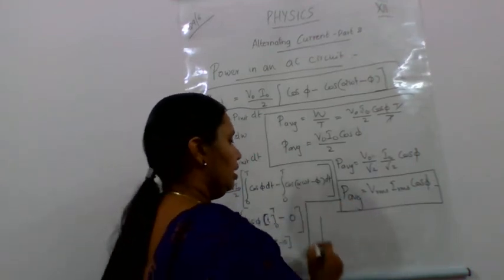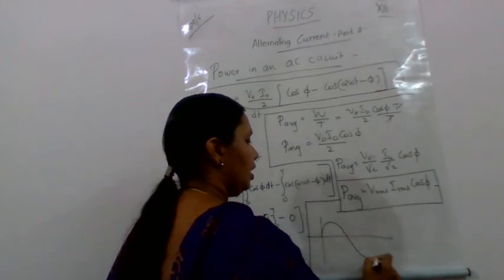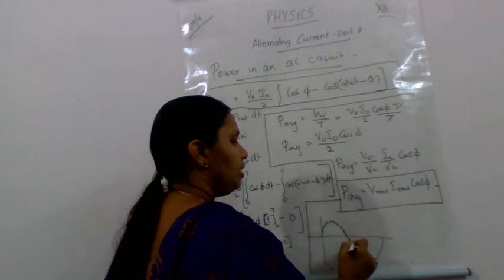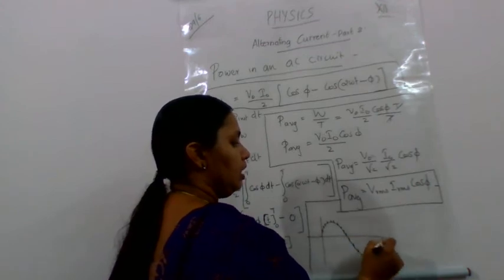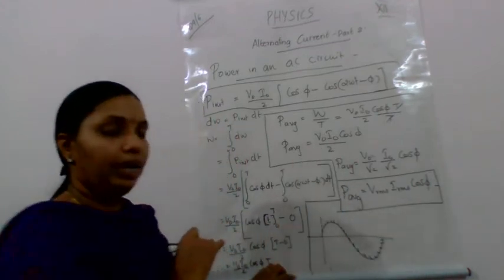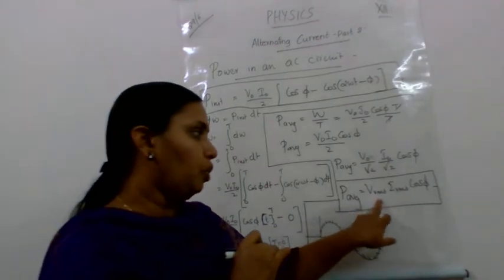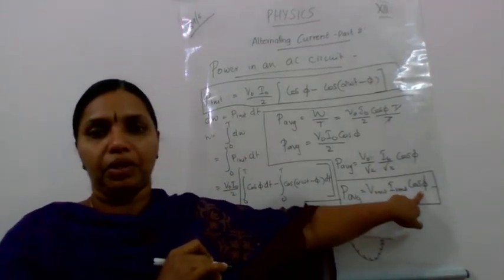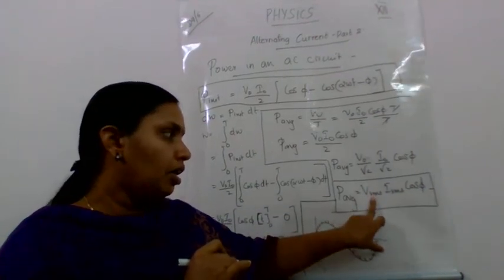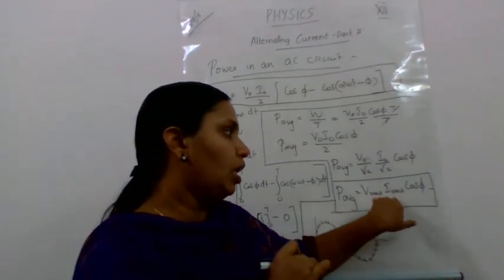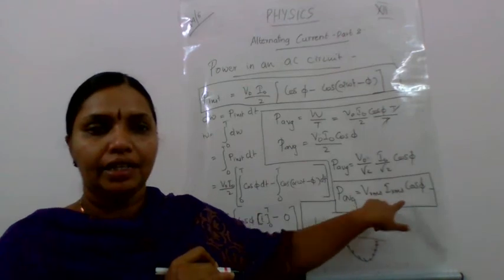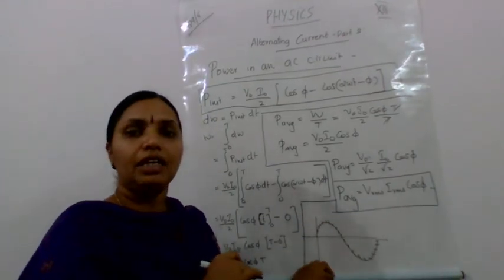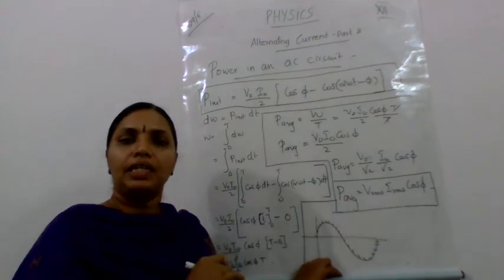So what is it? In this full cycle, at each and every second, there is an energy consumption. And what is the average of all these things? That is the average power. And it is equal to VRMS into IRMS into cos phi. That is the product of the RMS value of voltage, the RMS value of current, and a term cos phi. In that cos phi, phi is the phase difference between voltage and current.